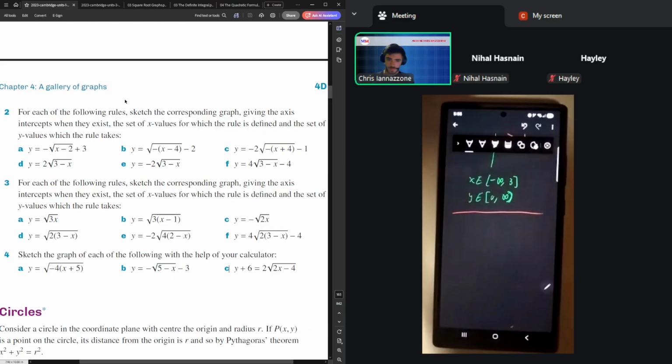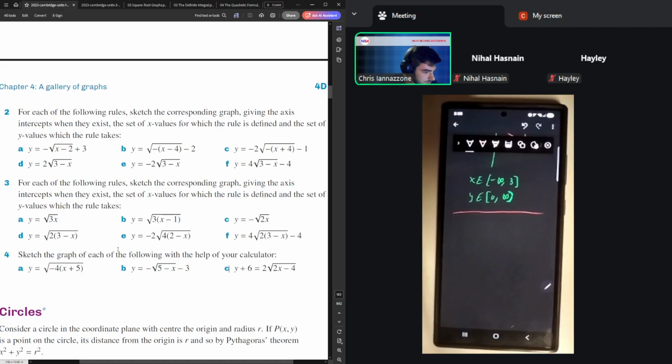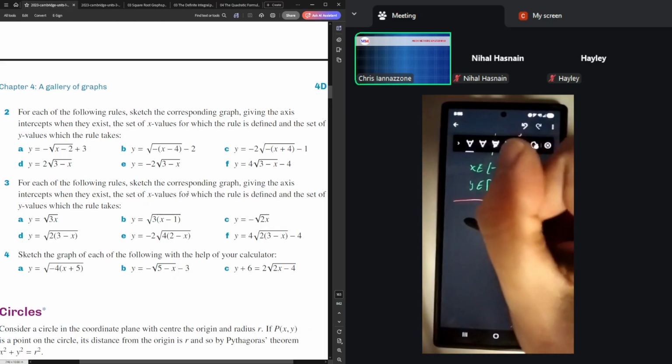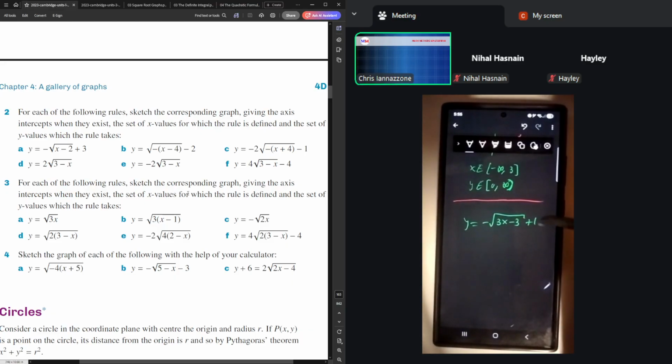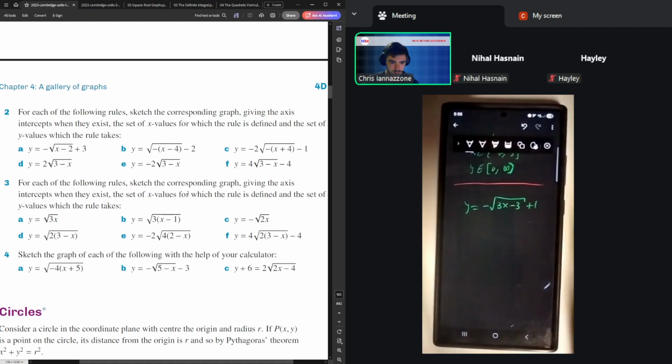Cool. What's another one? Yeah, I do actually like doing... I'll just make my own one up actually. Y equals negative square root of 3x take 3, plus 1. Cool. All right, same story. How are we going to start this one out?